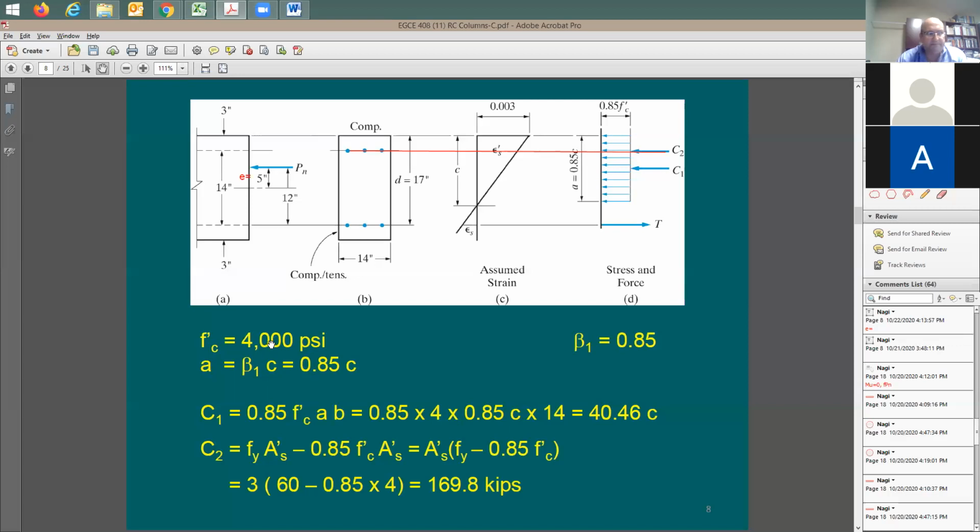Is it okay? So now understand this a is going to be the compression block depth, and c is going to be the neutral axis depth. The strain in the tension steel is going to be equal to epsilon sub S, while in the compression steel it is going to be epsilon S prime. Okay, good.